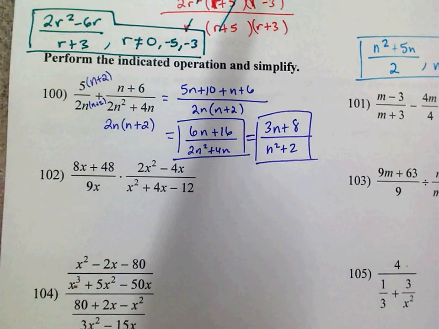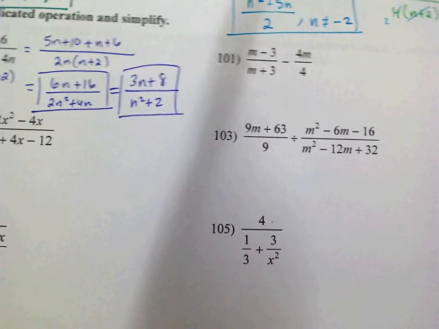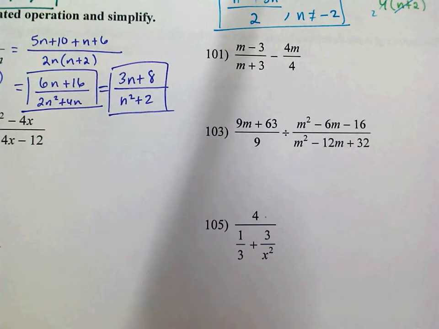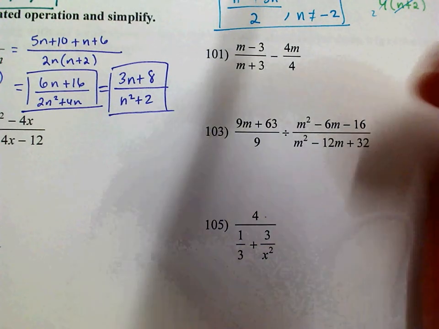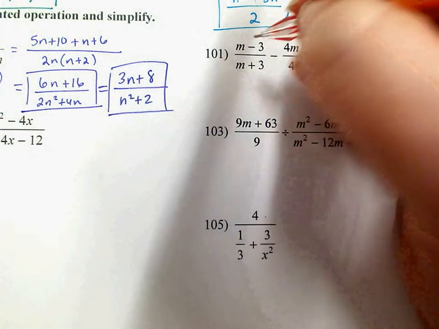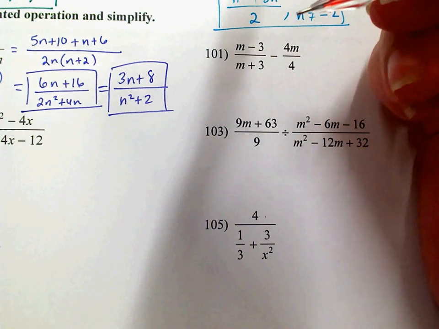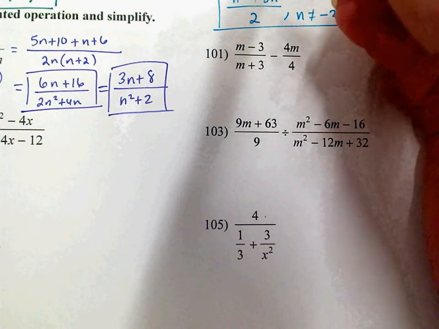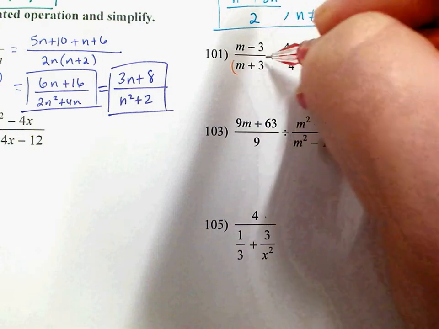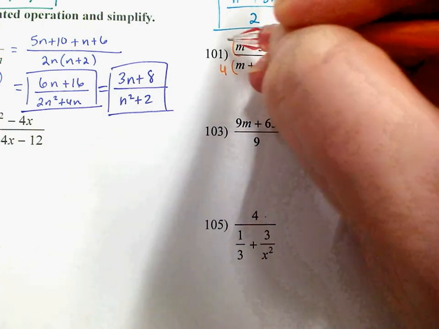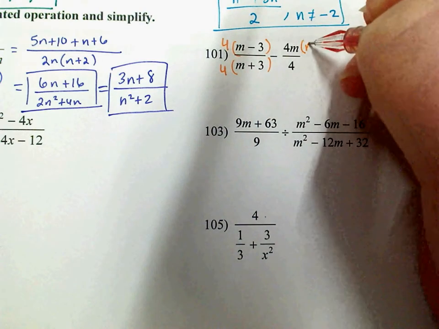Okay, number 101. I'm trying to subtract these two, and right now I'm looking at their denominators. They do not have anything in common, m plus 3 versus 4. So I'm going to multiply this one by 4, so I'm going to multiply the numerator by 4. And on this one, I'm going to multiply by m plus 3.